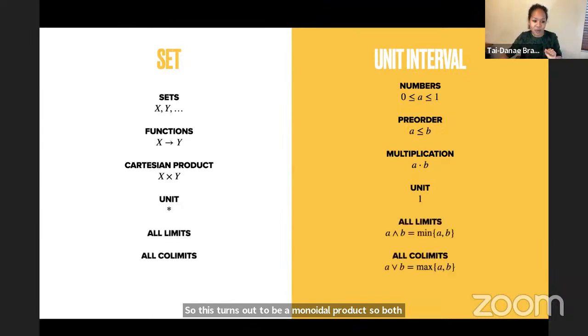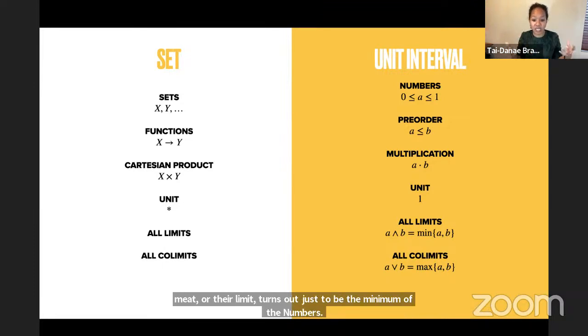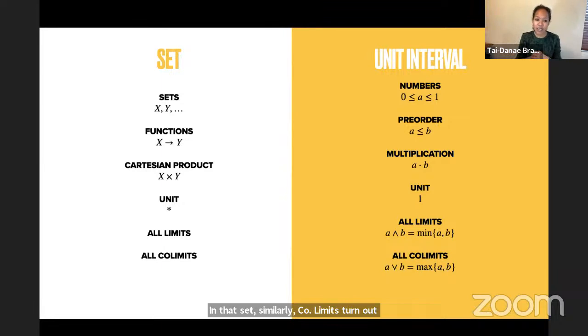But wait, there's more. We mentioned that in the category of sets you can construct colimits or limits. Turns out the same thing is true in the unit interval. So when you unwind the definition, what's a limit, what's a colimit? It turns out just to be minimum. If I have a bunch of numbers in the unit interval, I can take their meet or their limit. It turns out just to be the minimum of the numbers in that set. Similarly, colimits turn out just to be maximum. So, okay, both categories have all limits and colimits.